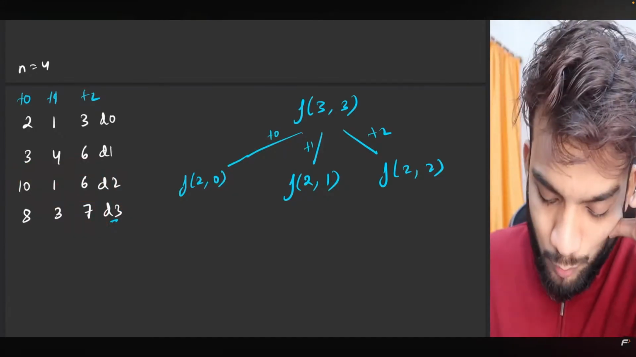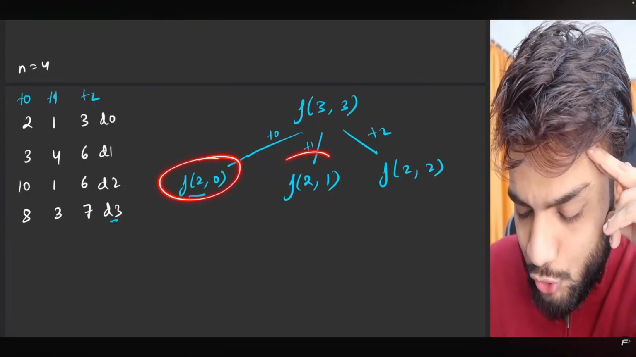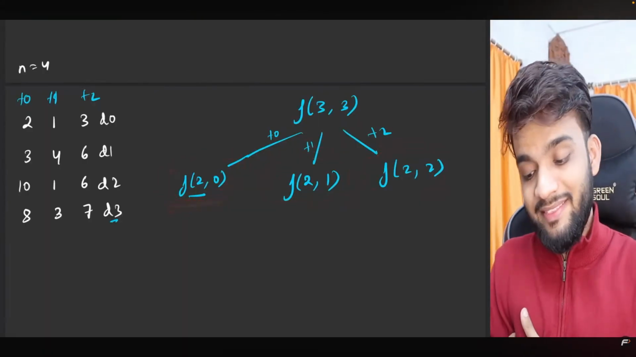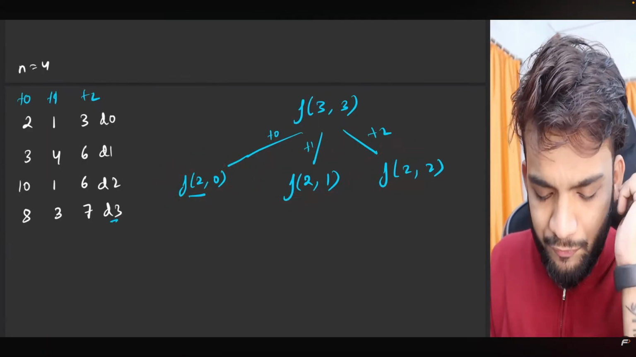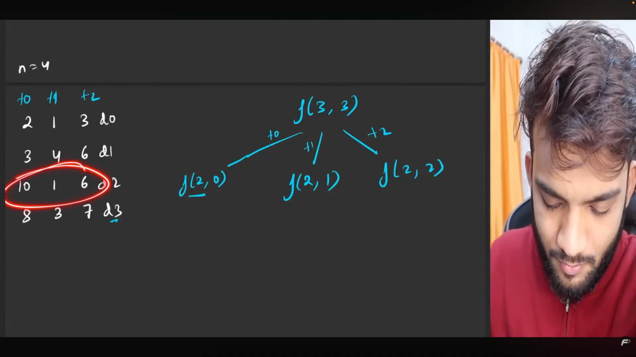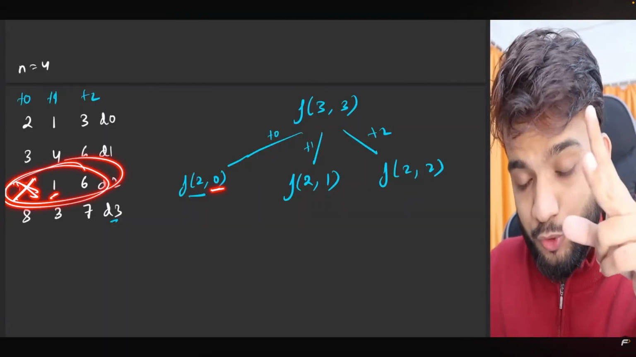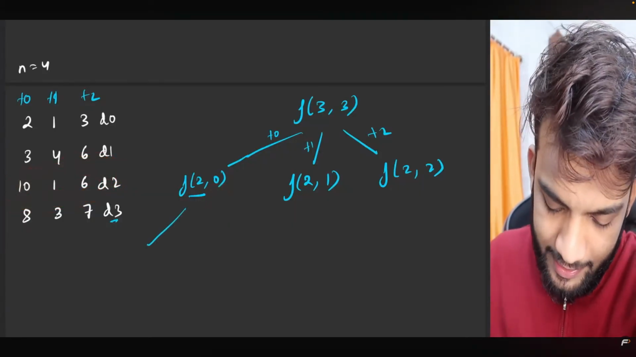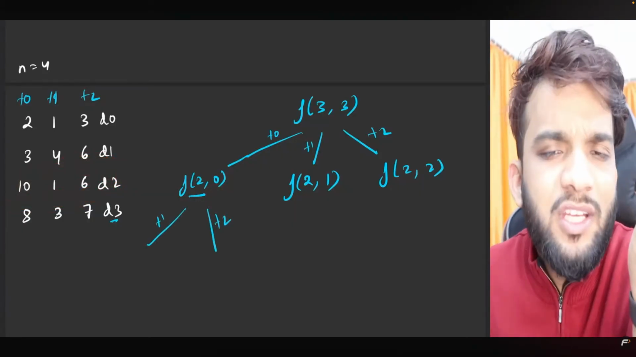Now if I carefully observe, we are at f of 2, 0, and whenever there are 3 recursion calls, which one tends to happen first? This one, then this one, then this one. Let's perform f of 2, 0 at first. If you're at f of 2, 0, that means you cannot perform task 0. Thereby you have 2 options: I can perform task 1 or I can perform task 2. You don't have any other options.